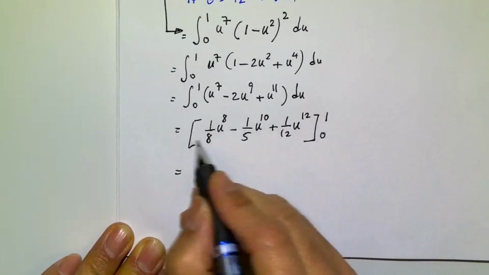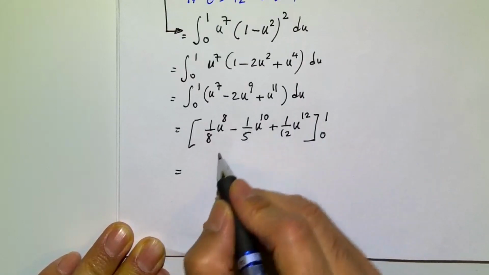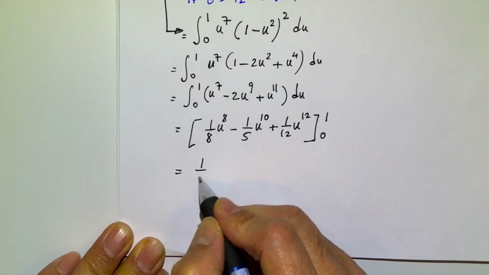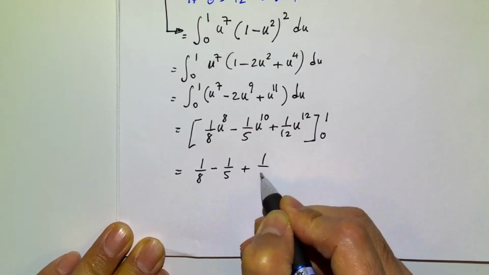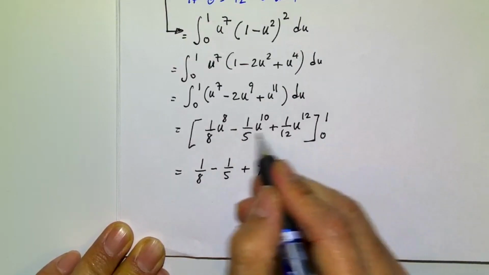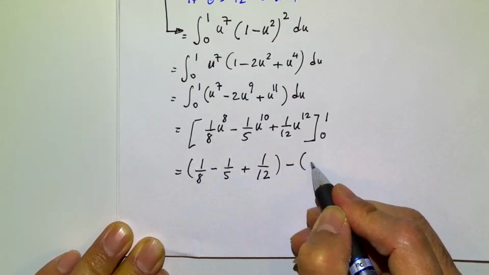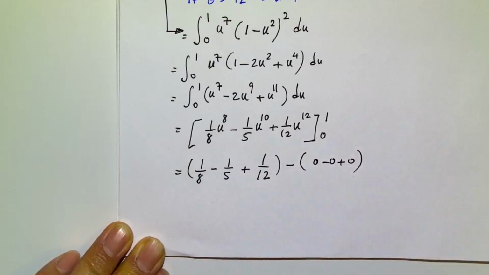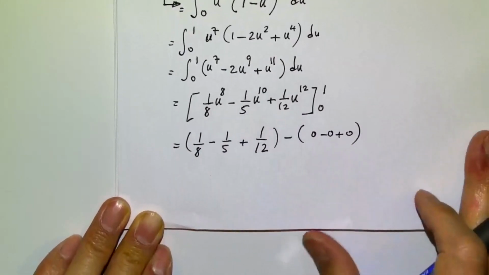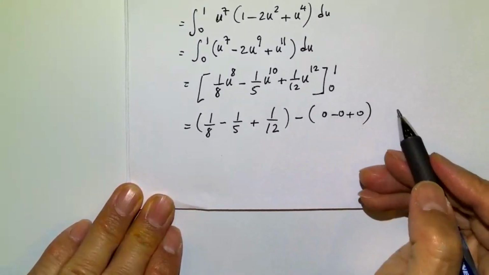Okay, so I'm just going to substitute. We get 1 for every u I see in this expression. So we get 1 over 8 minus 1 over 5 plus 1 over 12. And then 0 will make all of these zeros, so all of this minus 0 plus 0. I just wrote it to be sure that everyone is following what's happening. But that whole thing drops out.